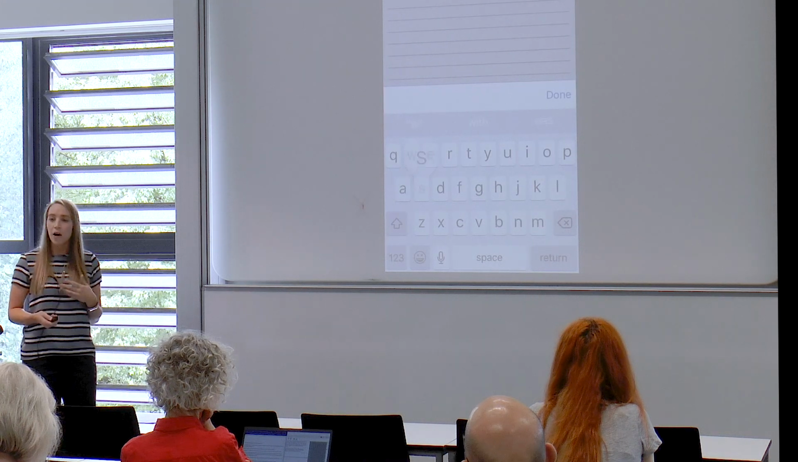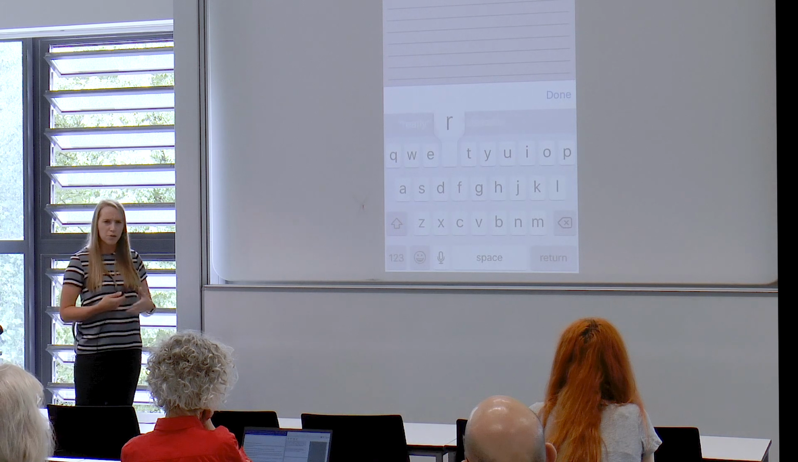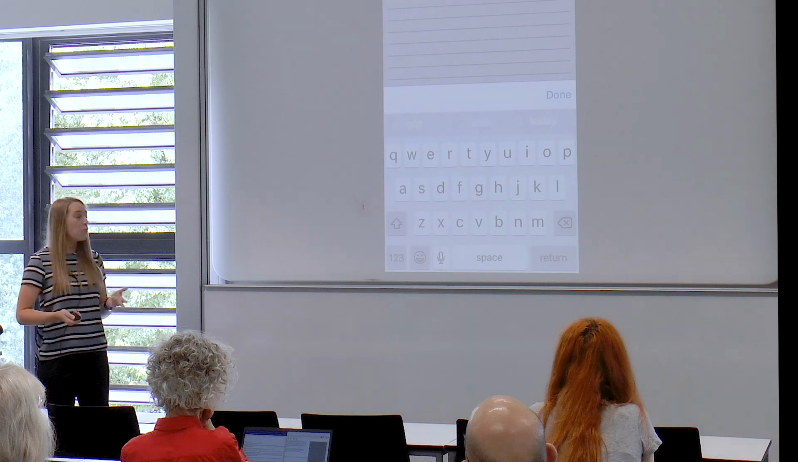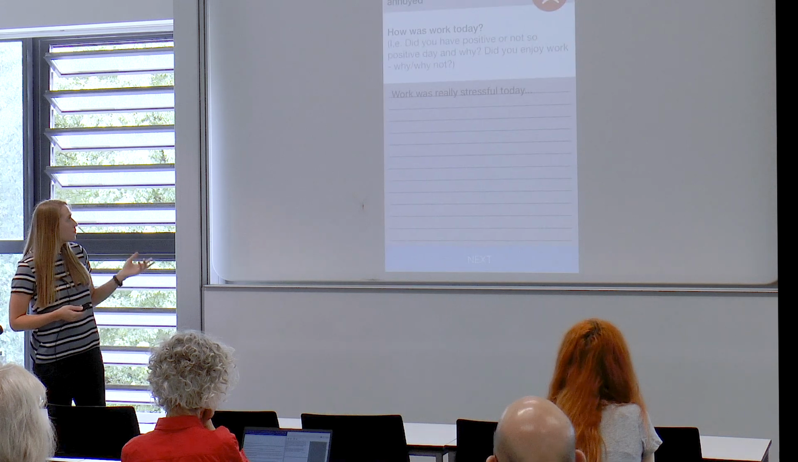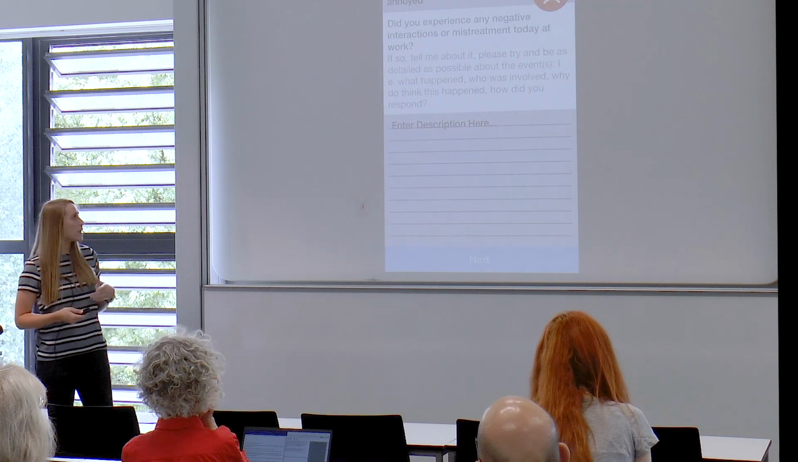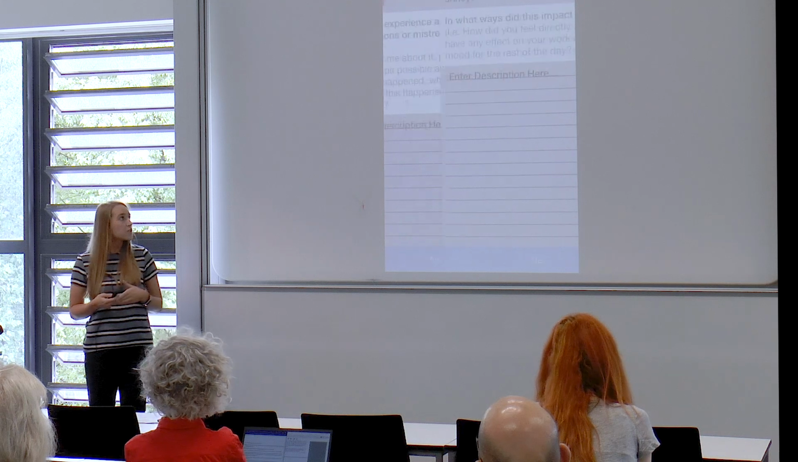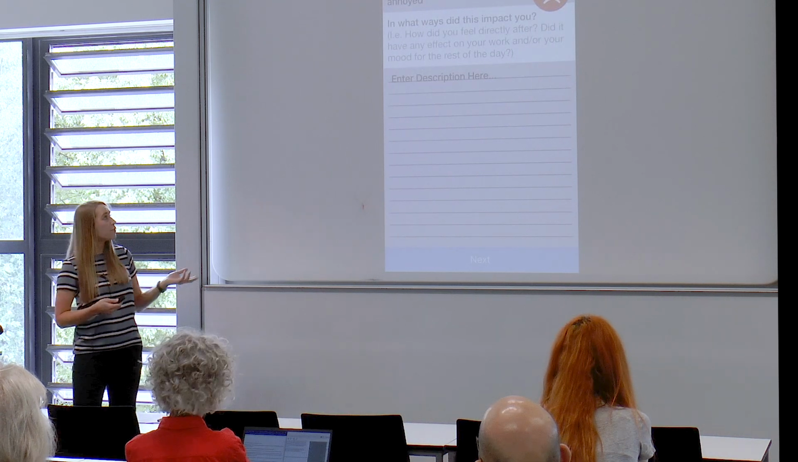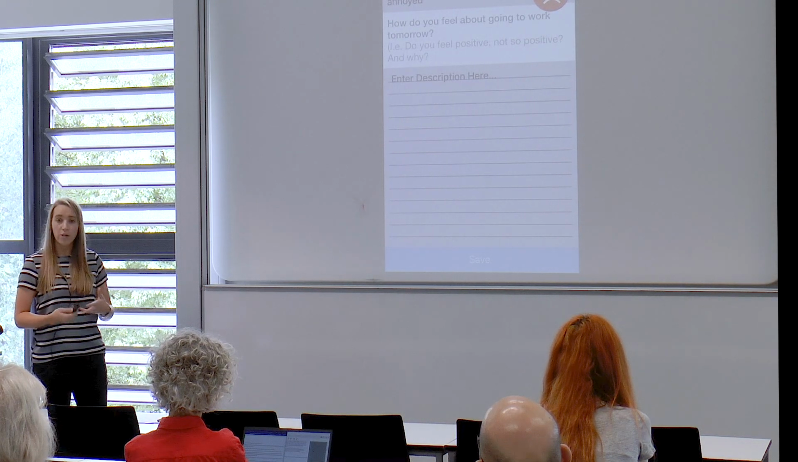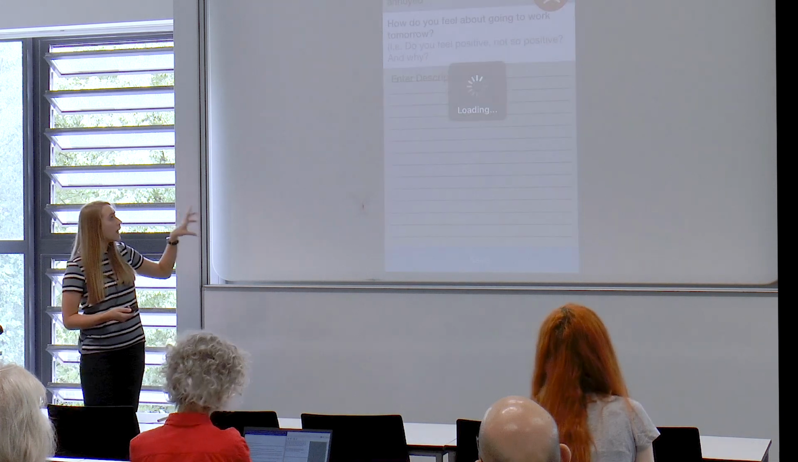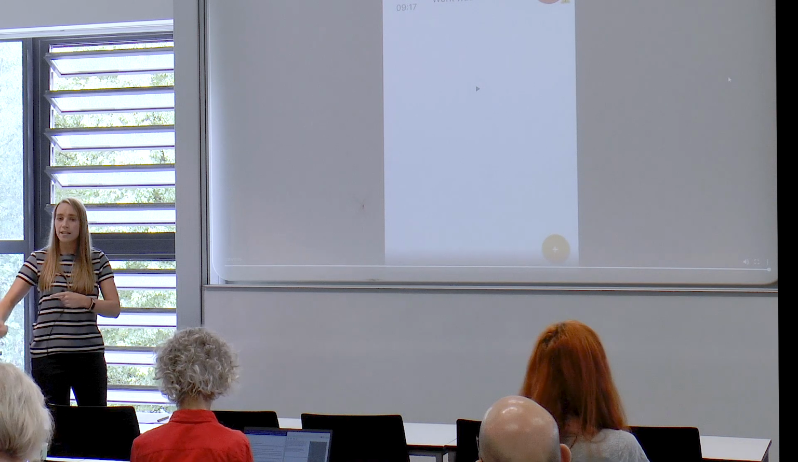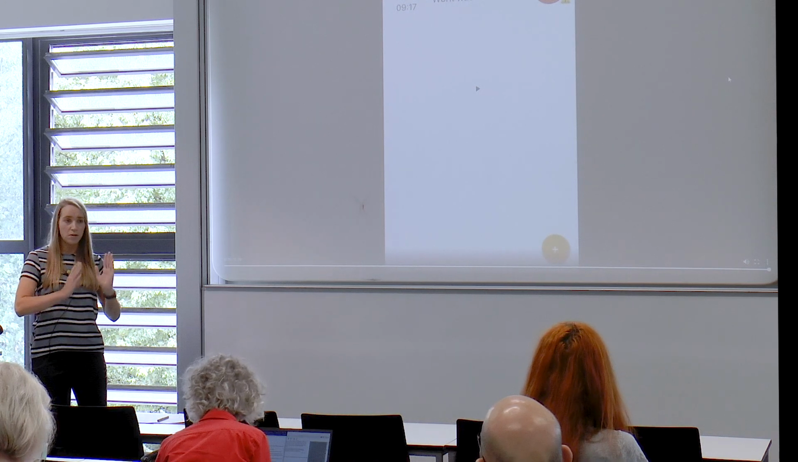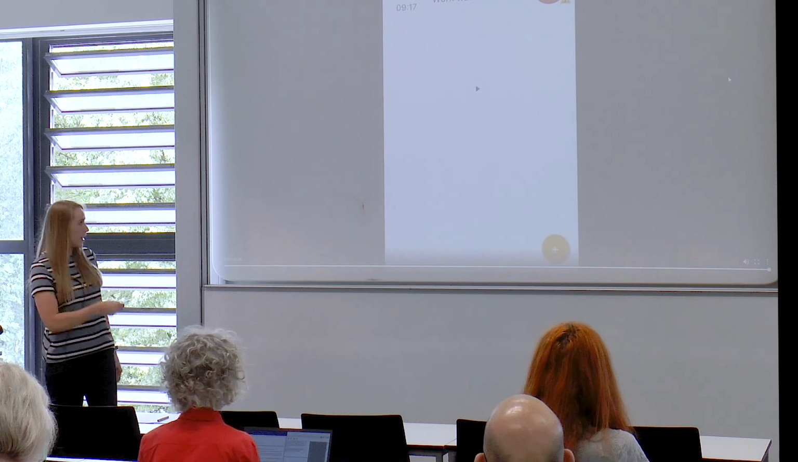The first one was how was work today, and it's to get a benchmark idea of how the day at work was. The second question, as they move on, looks at did they experience any negative interactions or mistreatment at work? If so, what was the impact on this, work-related and person-related? And how do they feel about going to work tomorrow? That's to look at the effects of anticipation of mistreatment experienced on one day. How does that go into the next?